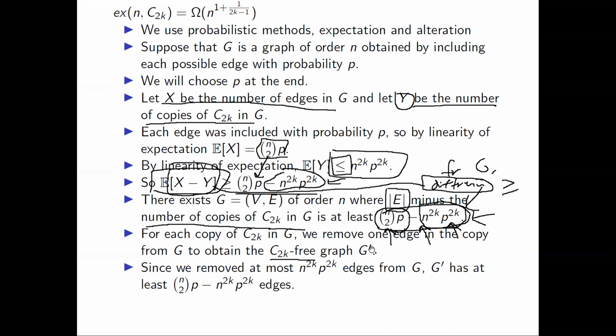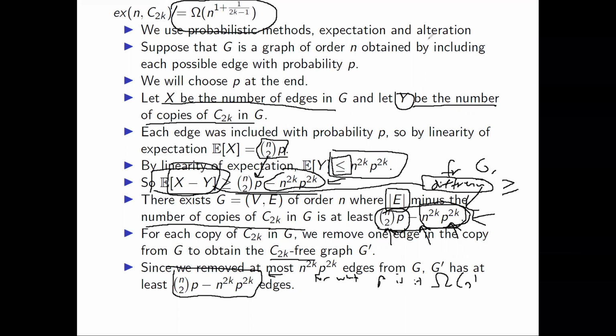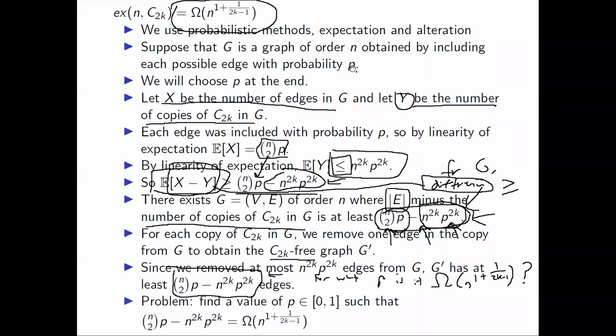And we also know G prime is C_2k-free. So if we could just show that this quantity right here is at least the quantity at the top, then we would have the lower bound that we're trying to get. So if you could just pick p to make this quantity at least, so for what p is it omega of n to the 1 plus 1 over 2k minus 1? So can we find a p to make this quantity omega of n to the 1 plus 1 over 2k minus 1? I claim we can, and that's a problem I'll leave to you.